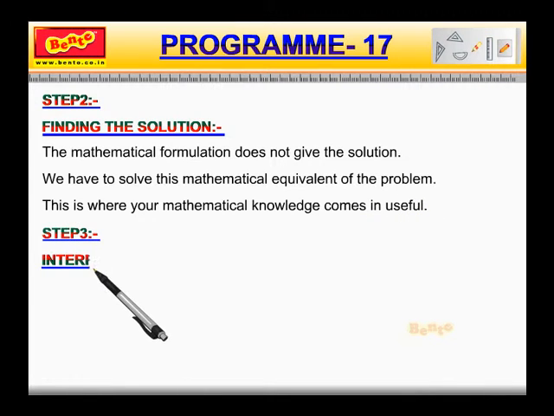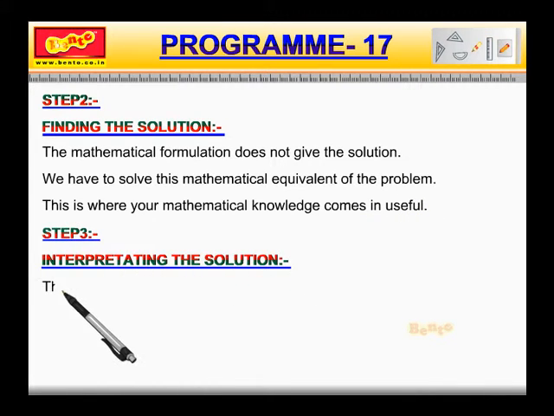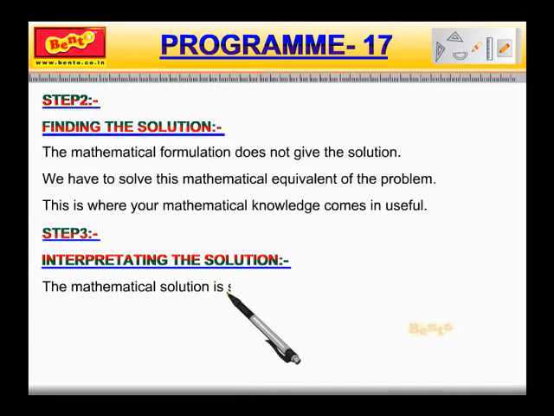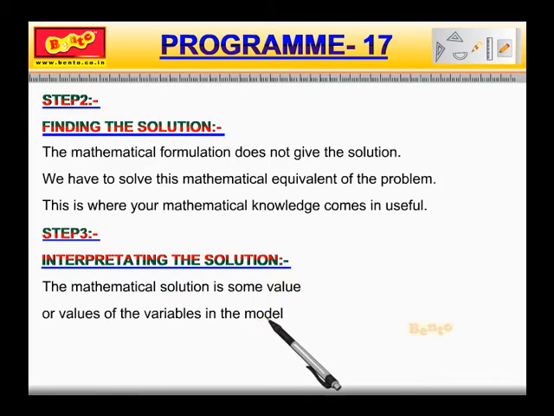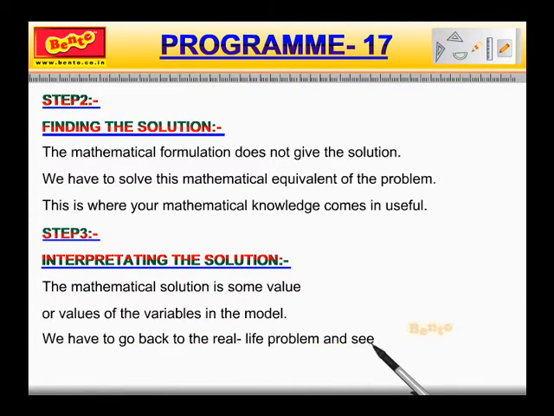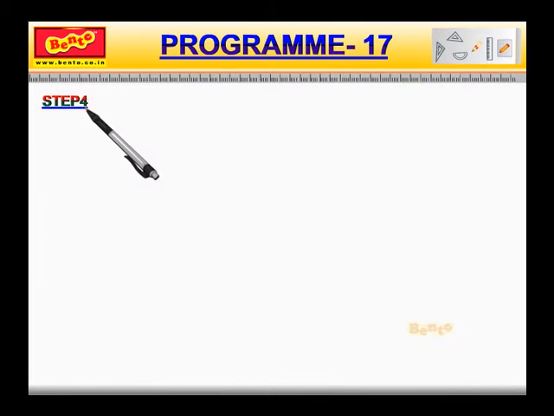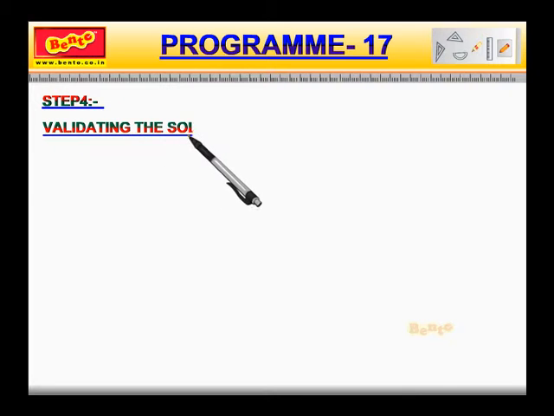Step 3. Interpreting the solution. The mathematical solution is some value or values of the variables in the model. We have to go back to the real-life problem and see what these values mean in the problem. Step 4. Validating the solution.